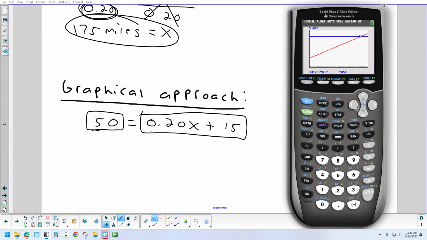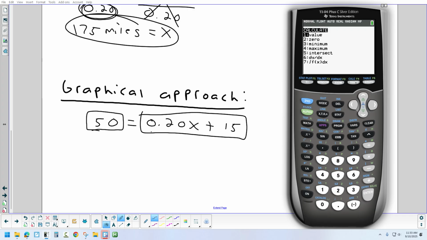So how can we get that exactly without just trying to move the cursor and guess? If you press second, and then you press trace, that's going to bring you to the calculate menu. Second, trace. This year, we will use options 2 through 5. We won't be using any of the other options up there.